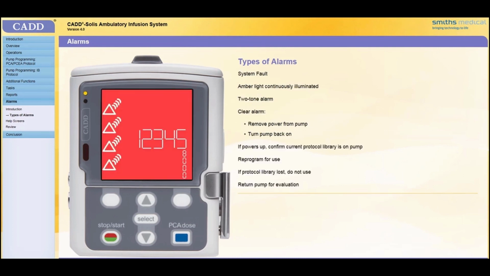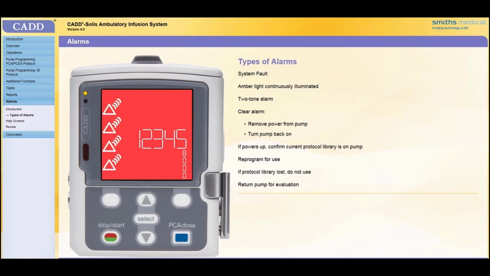If a system fault message appears, an unrecoverable error may have occurred. The amber indicator light will be continuously illuminated, which will be accompanied by an audible 2-tone alarm. To clear this alarm, you must remove power from the pump by opening the battery door and, if necessary, removing AC power. Turn the pump back on.